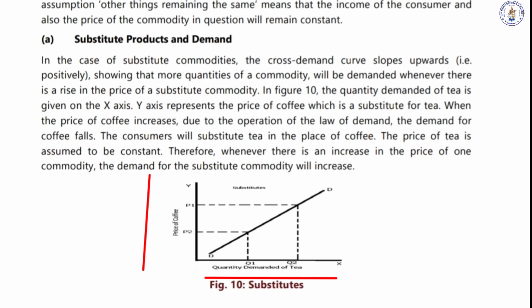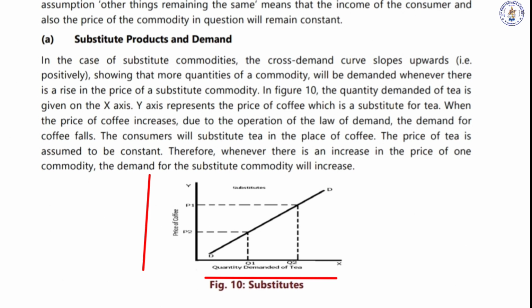But when the price of coffee increased from P to P1, that is, the price became OP1, the quantity of tea bought increased to OQ2. So what happens? The consumers are ready to buy more quantity of tea instead of buying coffee, because the price of coffee has increased. Now this has been clearly shown by the curve DD sloping upwards. That is what it means, positivity there.